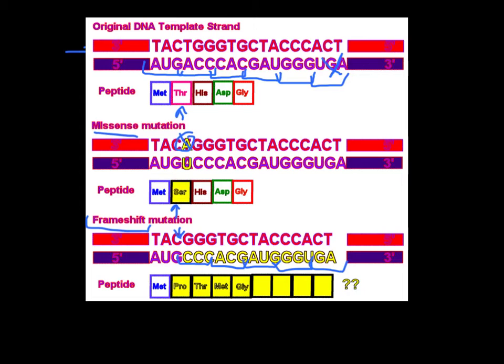So, with a missense mutation, how many amino acids are affected? Up to 1. Could it be not affected at all? Yes. Okay. With the frameshift mutation, which amino acids are affected? All of them after that mutation. That mutation and everything thereafter.